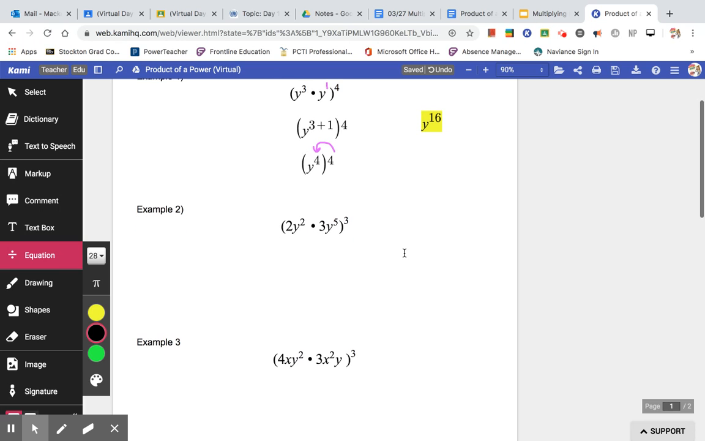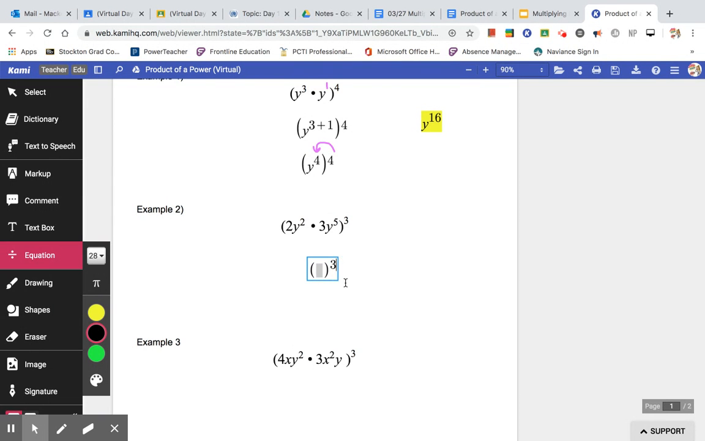Okay, same thing happens with example 2. In example 2, we have 2 y's, and then we have parentheses with an exponent on the outside. So again, the best way to do this is to work inside out and simplify on the inside first, and then work with what's on the outside. It's almost like we're covering this 3 and just looking at this as 2y squared times 3y to the 5th.